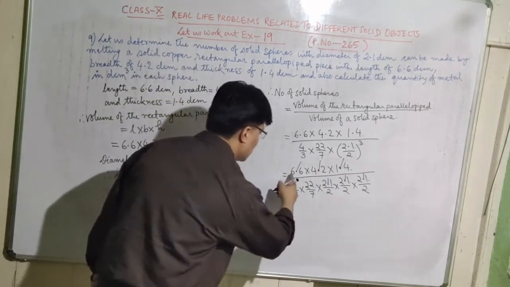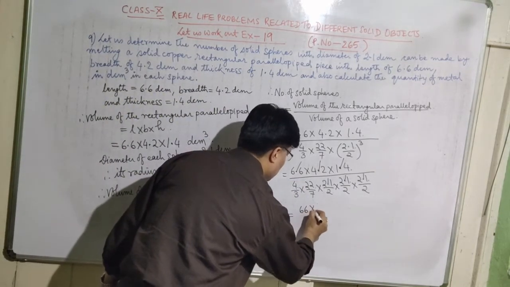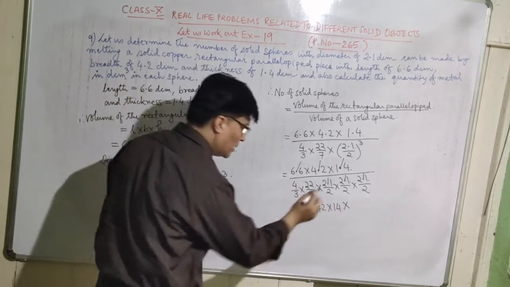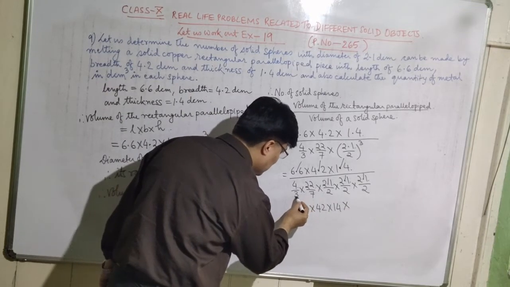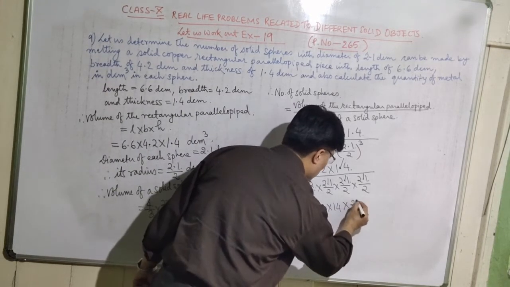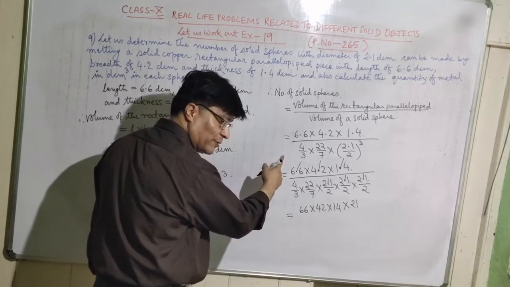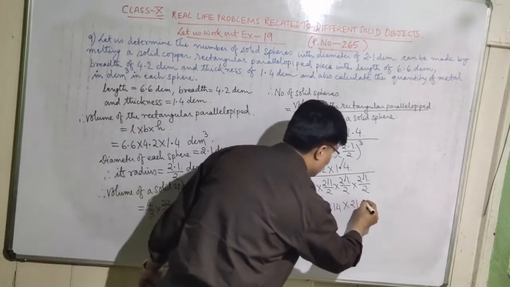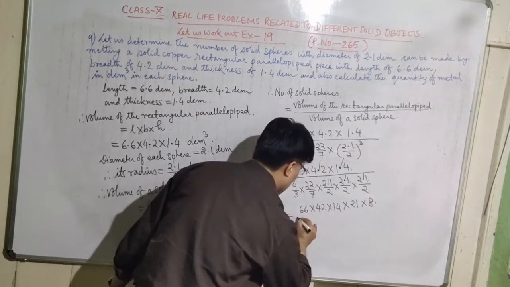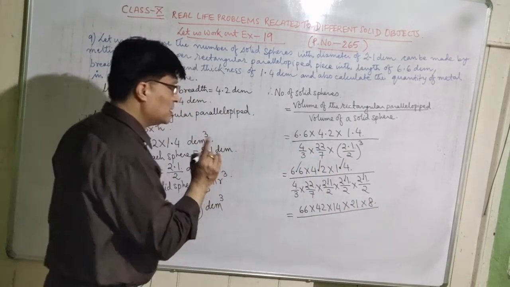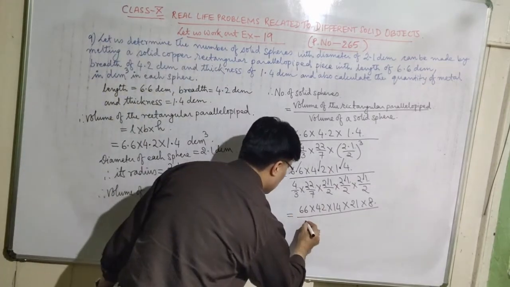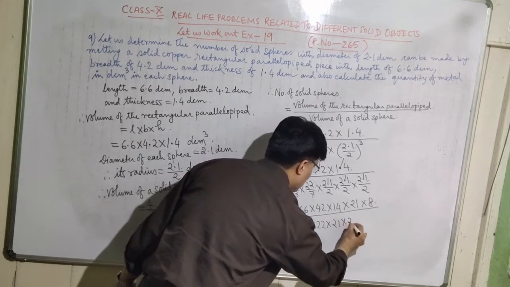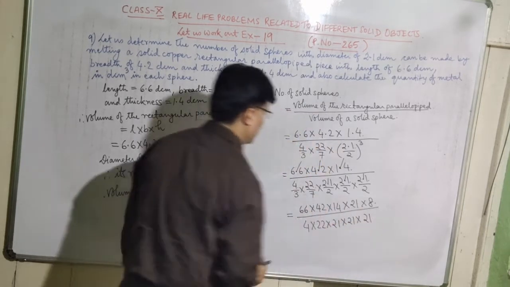So this is equal to 66 into 42 into 14 into, now 3 sevens are 21. It goes up in the numerator after simplification, isn't it? 3 sevens are 21, it goes up. 2 2s are 4, 4 2s are 8, this also goes up. Whole divided by, in the denominator what do we write? It is 4 into 22 into 21 into 21 into 21.